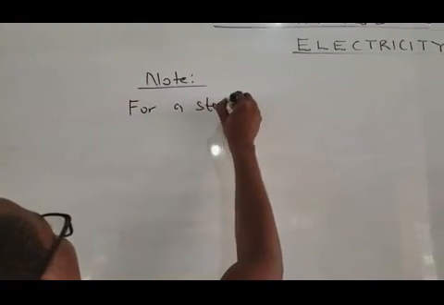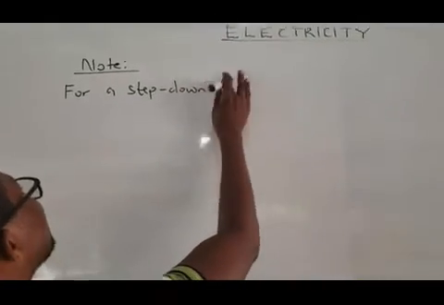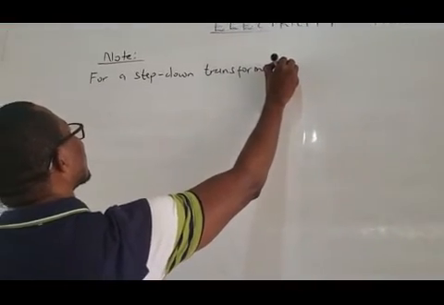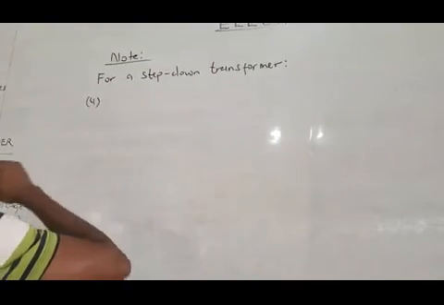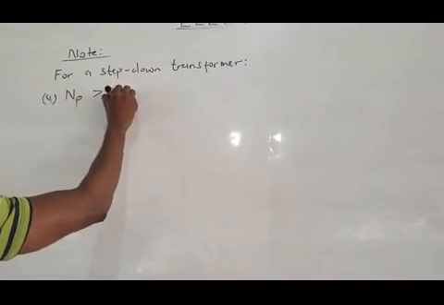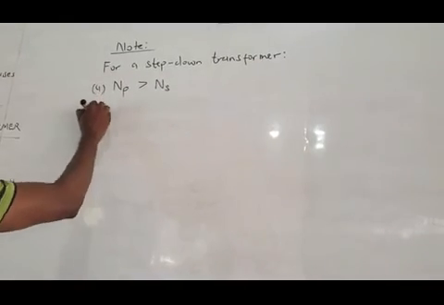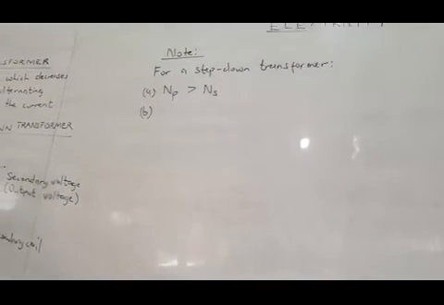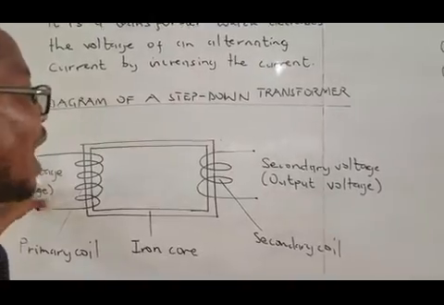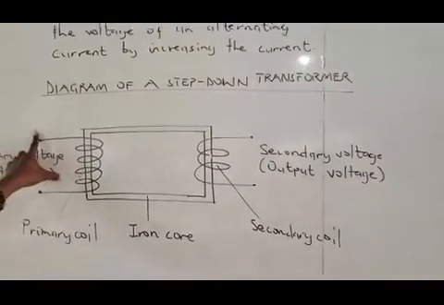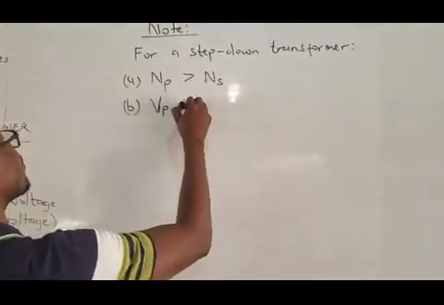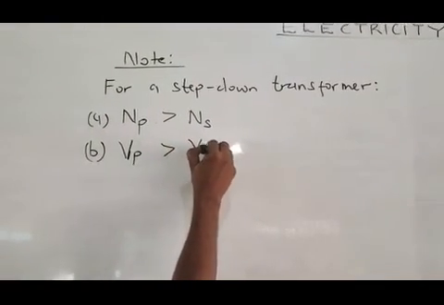So, as a note, for a step-down transformer, the number of primary turns is greater than the number of secondary turns. And then a step-down transformer decreases the voltage. So if it is decreasing the voltage, then the input voltage will be higher than the output voltage, meaning that the primary voltage is greater than the secondary voltage.